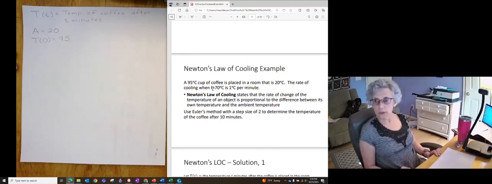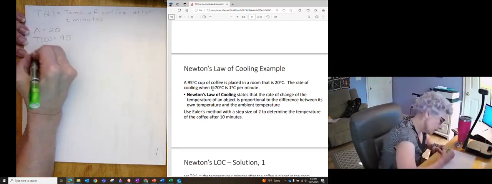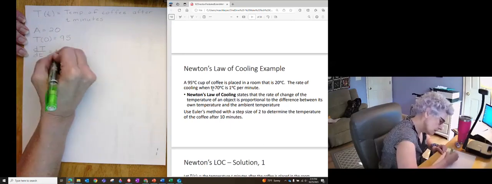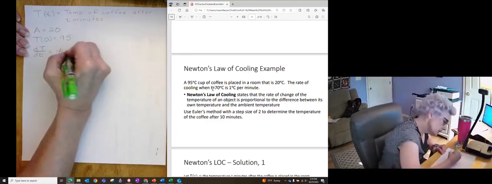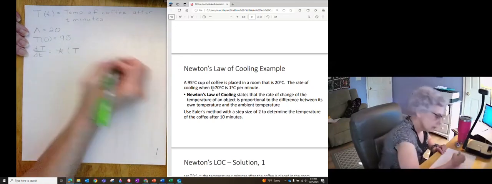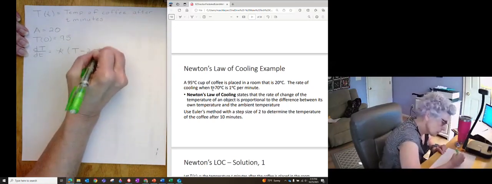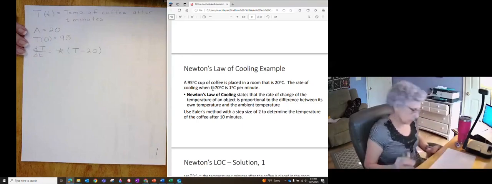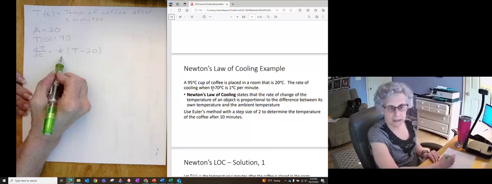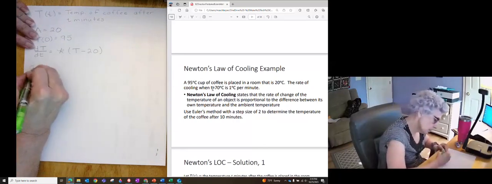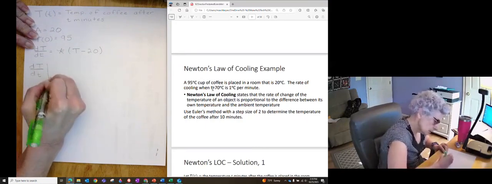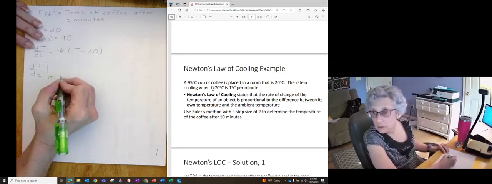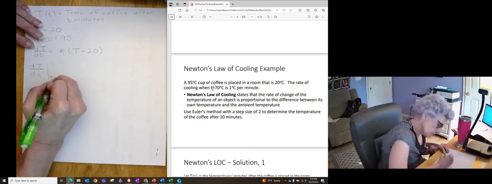And according to Newton's law of cooling, the rate of change of the cup of coffee, so dT/dt, is proportional to the difference between its own temperature, so capital T, and 20. I need to know what K is. Well, I happen to know what dT/dt is when capital T is equal to 70.